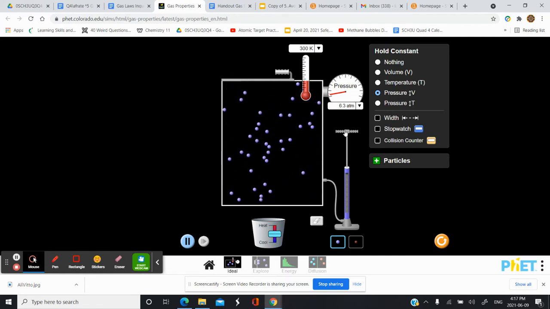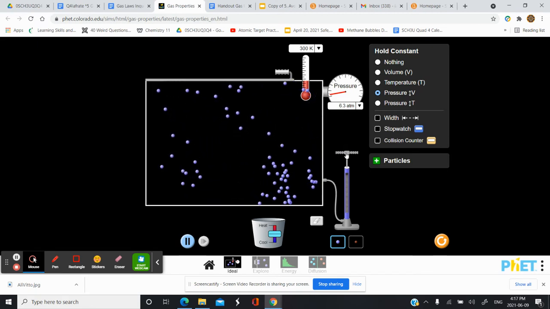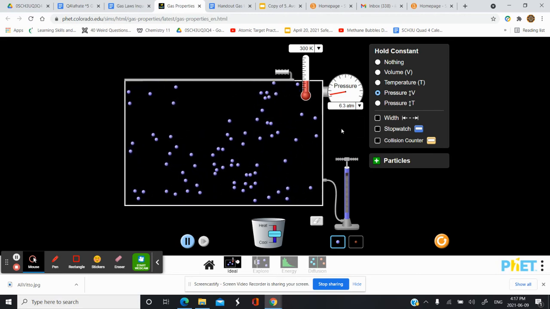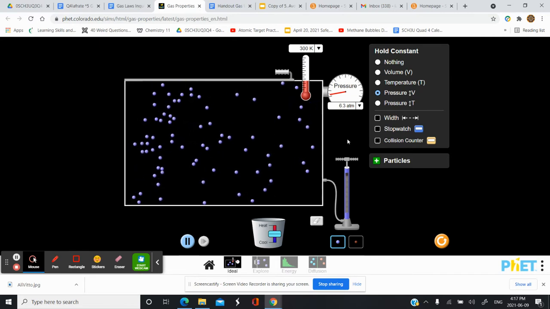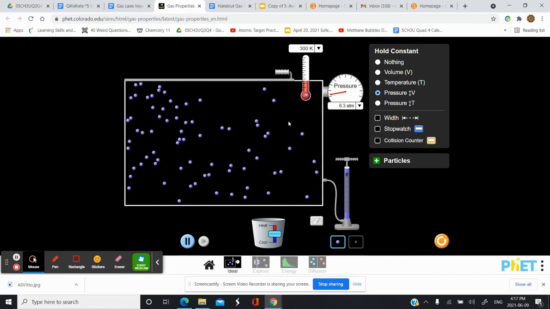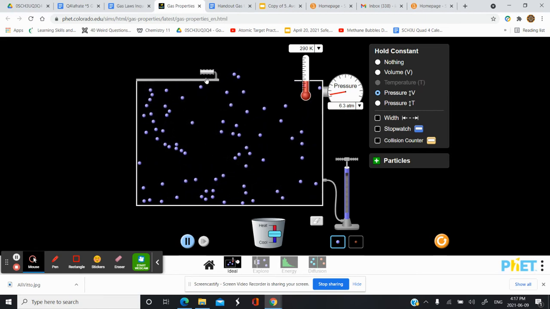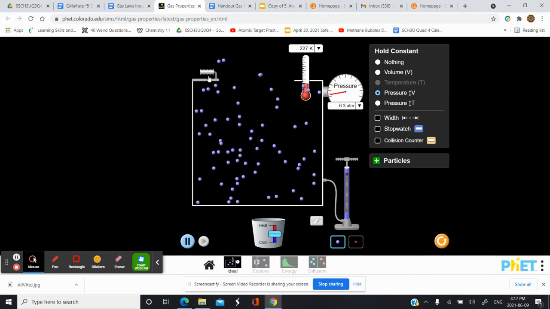I'm going to add some moles of gas, and you can predict what's going to happen to the container. Notice our volume has increased as I add moles of gas in order for my pressure to stay the same. So I have constant pressure there. As I increase the moles of gas, my volume increased. I could take out some moles of gas as well, and notice as I'm taking out moles of gas, my volume will decrease.